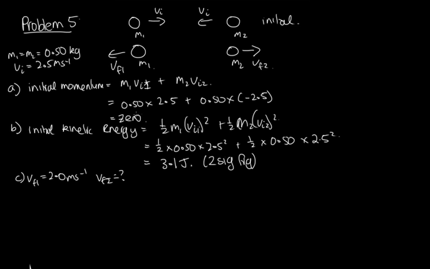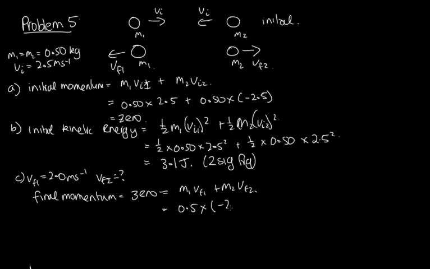So we know that the momentum up here was 0. So we need to have zero momentum down here as well, so that the momentum is conserved during this collision. So we know final momentum is equal to 0, and it's equal to m1 vf1 plus m2 vf2. So this is equal to 0.5. Now we're taking to the left as negative.